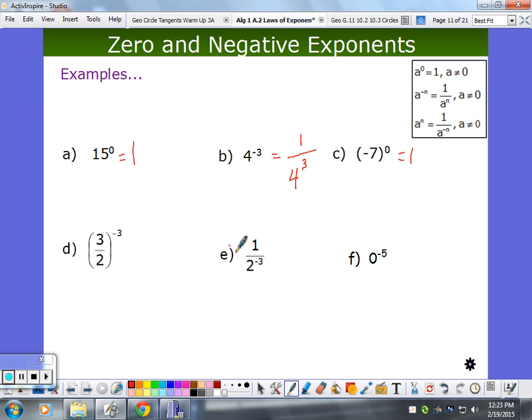I'm going to go to E first. Let me go to this one. 1 over this, okay, is 2 to the minus 3rd. Is that happy in the denominator? No. Just please put me in the numerator. I will be happy with this positive exponent. Okay, let's go to this one.